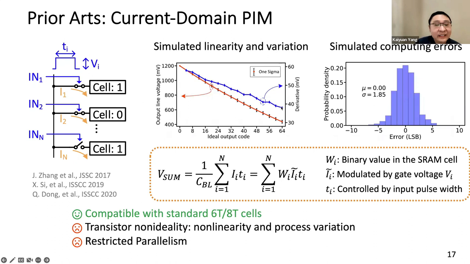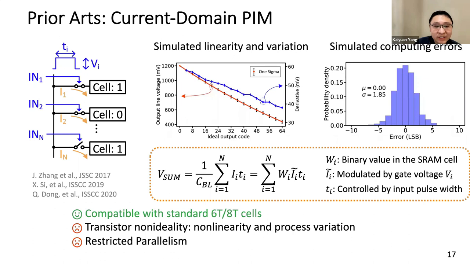And then we also check, if you give random weights and inputs, how much error you actually get using this type of computing. Here is the result. You will get on average a standard deviation of 1.85 LSB as your error. This error, depending on the tolerance of your model, could lead to significant accuracy loss.